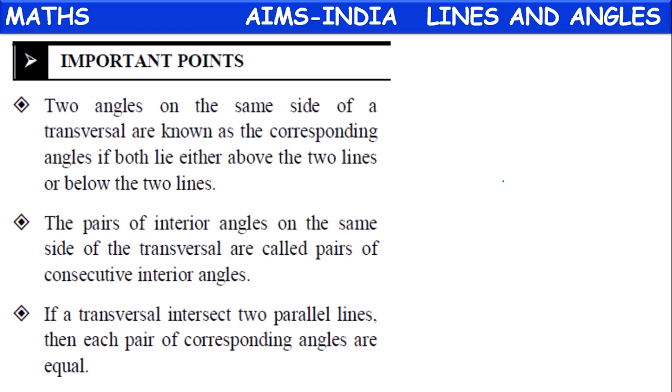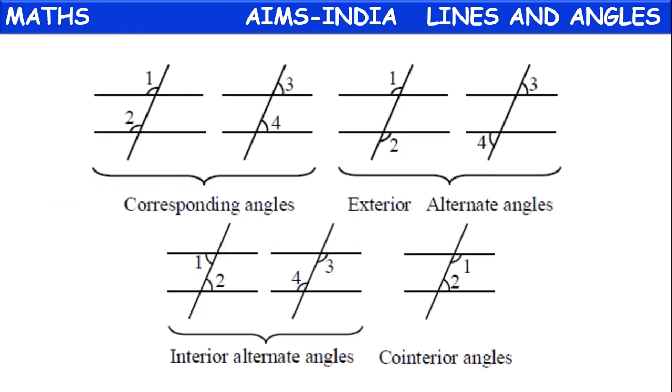Means, we have two lines, and this is one transversal line. Above, on the same side, this A and B. Here, see this. This 1 and 2 are called corresponding angles, or 3 and 4 are called corresponding angles. They should lie on the same side. So these are examples of corresponding angles.